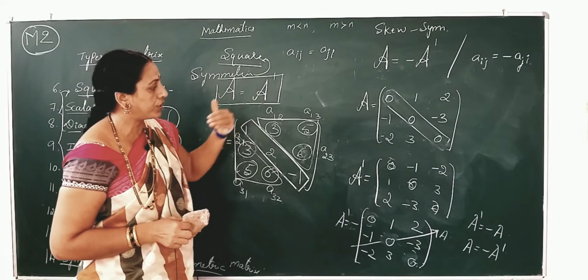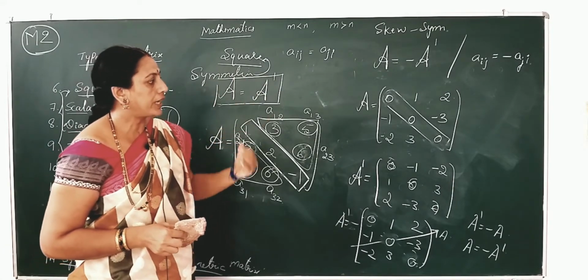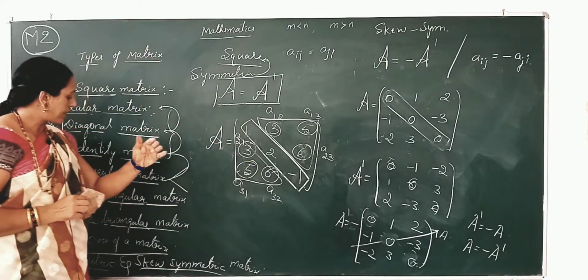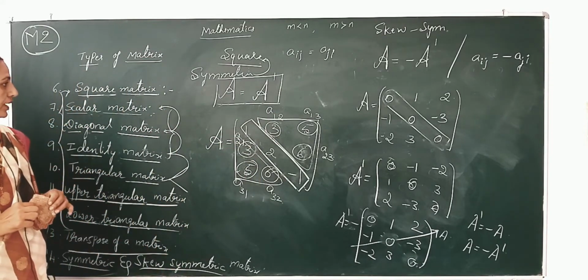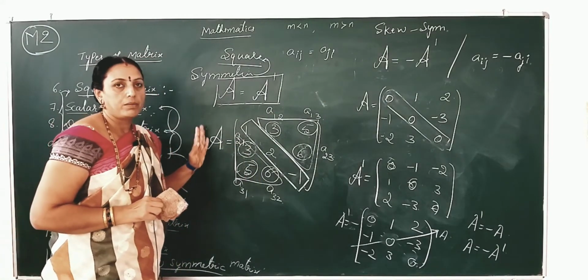If one is positive, the corresponding element changes to negative, then these will be called skew symmetric matrix. So these are some different examples and types of matrices.